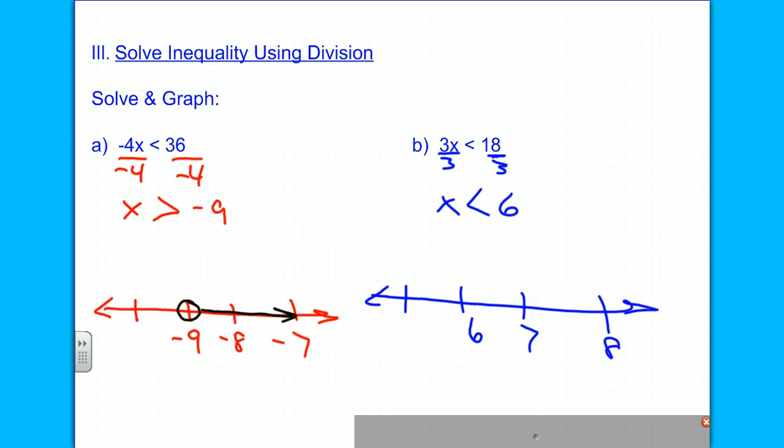And so what type of a dot there, Alana? Good, because there's no equal sign under there. And which direction? Good, to the left. And you can test it. 5 is to the left. And is 5 less than 6? Yes, so you can test it with any point that falls on your line, on your ray.